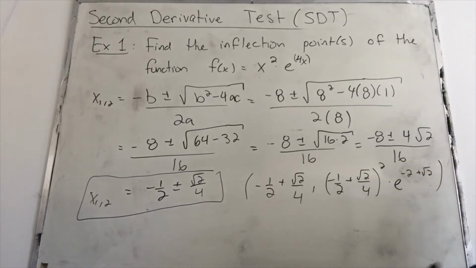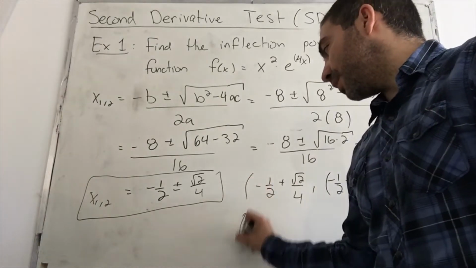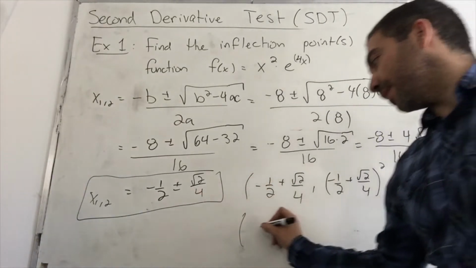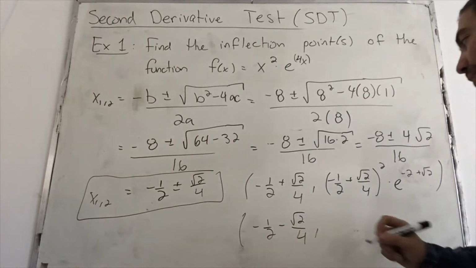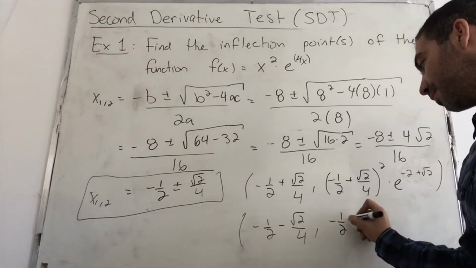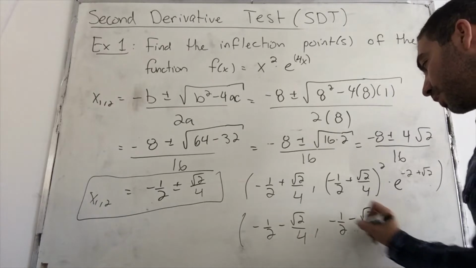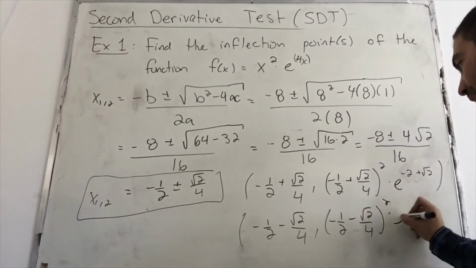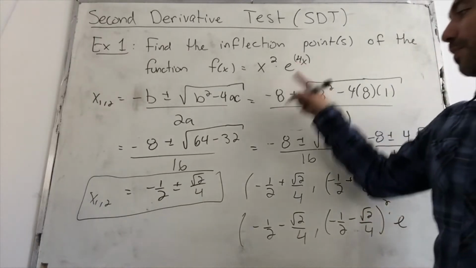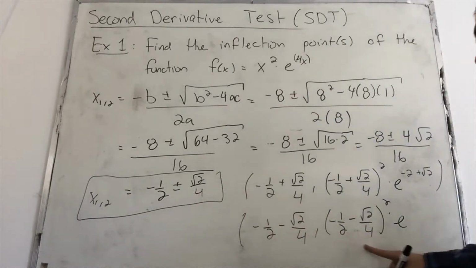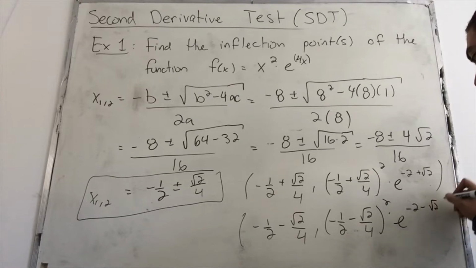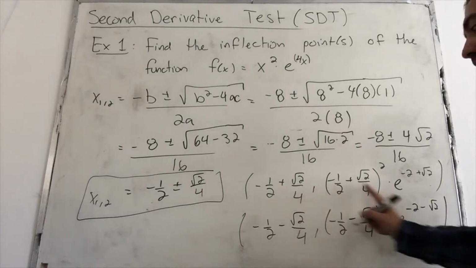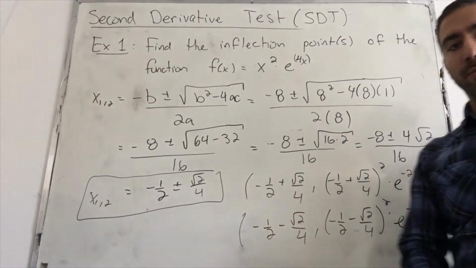Okay. That's the first inflection point. And then the second one, when we do the minus, we have negative 1/2 minus root 2 over 4, comma, negative 1/2 minus root 2 over 4, all this squared, times e to the 4 times x, so 4 times this thing, giving us negative 2 minus root 2 in the exponent. And these are the 2 points. These are 2 inflection points.